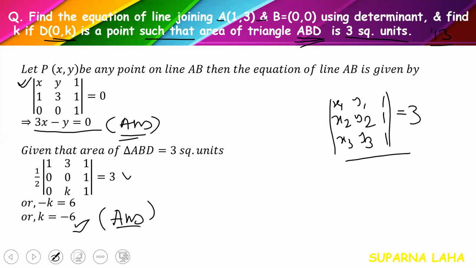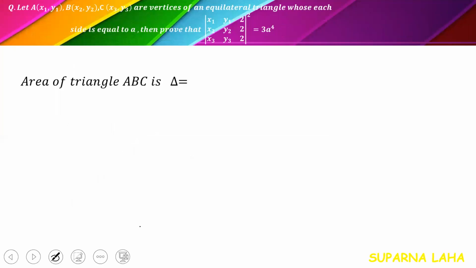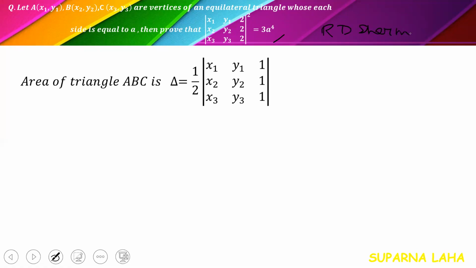Okay, so moving to the next question. Let these 3 points be given. You need to show this one. This is a question from R.D. Sharma, an example question. This is very interesting. So the area of triangle ABC, where the 3 points are given as x1, y1, x2, y2, x3, y3. You need to show that, for an equilateral triangle whose sides are each a units, this equation holds. So you need to prove this equation.